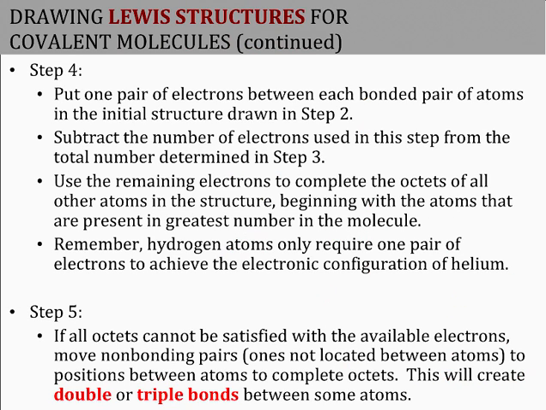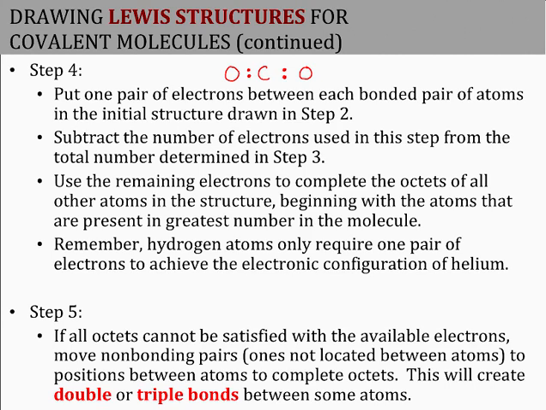All right, now this slide has a lot of words, but we'll walk through it. So in step 4, we're going to put 1 pair of electrons between each bonded pair of atoms in the initial structure that we drew in step 2. So for instance, with carbon dioxide, we said that there would be an oxygen on each side of carbon. And then we're going to put 1 pair of electrons between each set of atoms. So those will be our bonds. And remember that those electrons are being shared, so those will be covalent bonds.